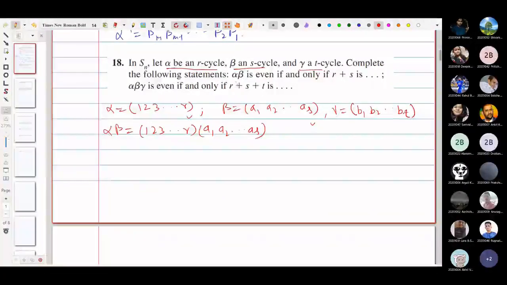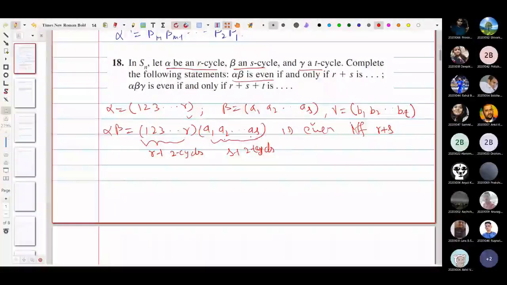So they are saying that alpha beta is even if and only if some condition holds on R plus S. Because this is an R cycle and this is an S cycle, the R cycle can be broken into R minus 1 2 cycles, and the S cycle can be broken into S minus 1 2 cycles. Are you getting this? Hello?